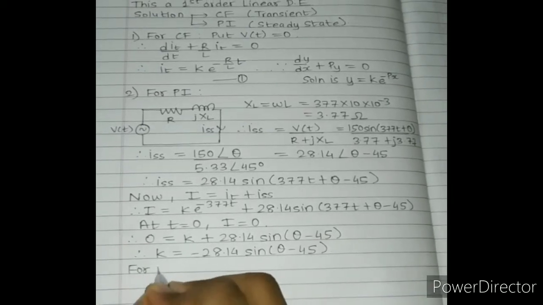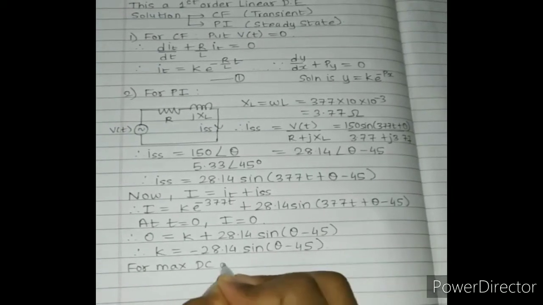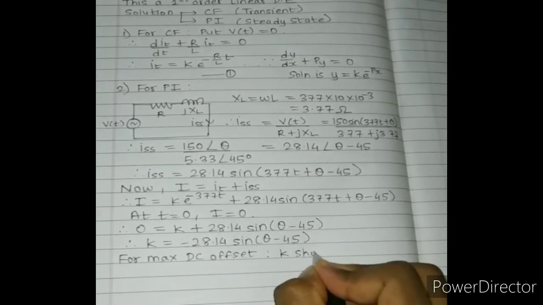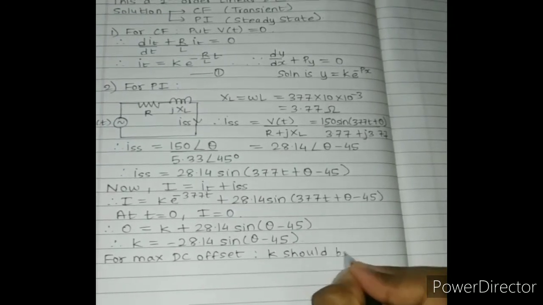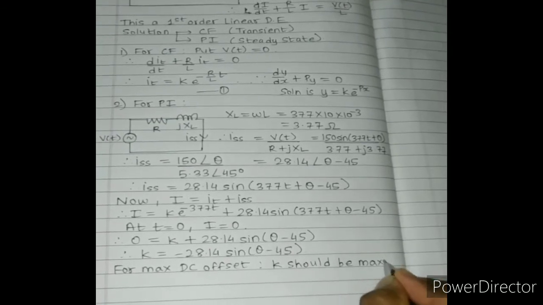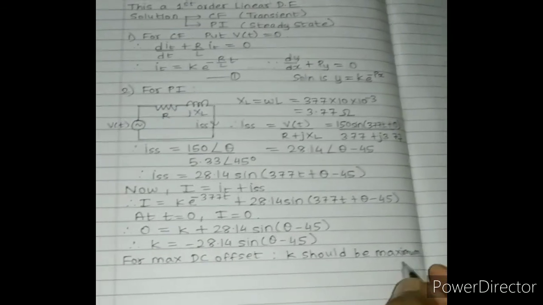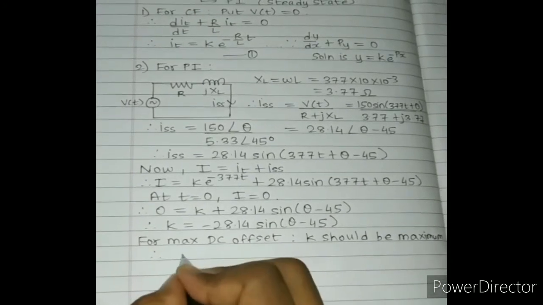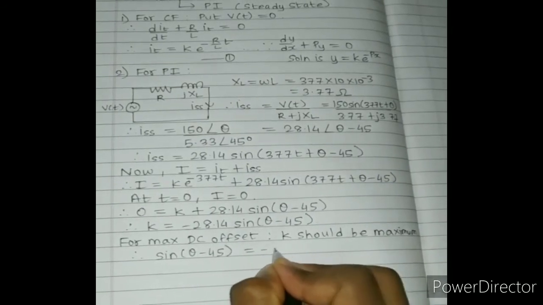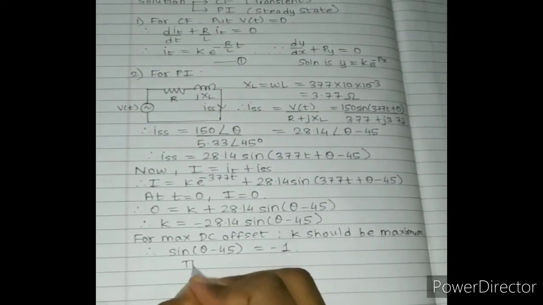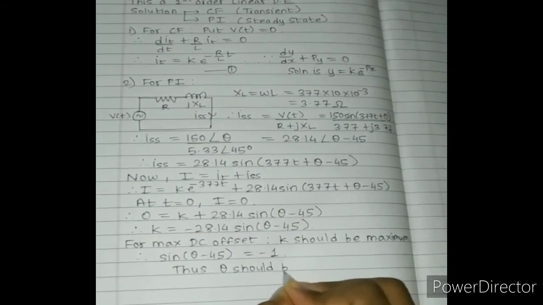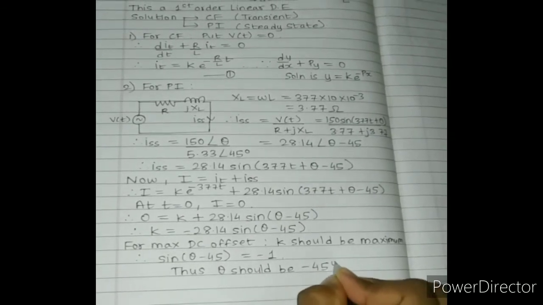Now for maximum value of DC offset, the value of K should be maximum. And now K will be maximum when sine (theta minus 45 degree) is minus 1, and thus theta should be minus 45 degree. Hence the correct answer is option B, theta is equal to minus 45 degree.